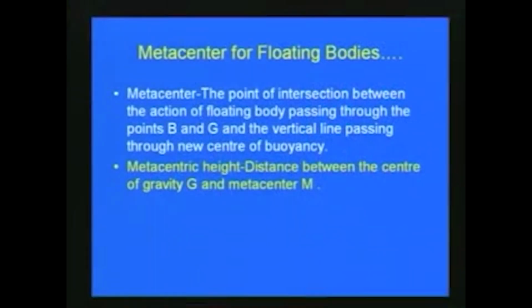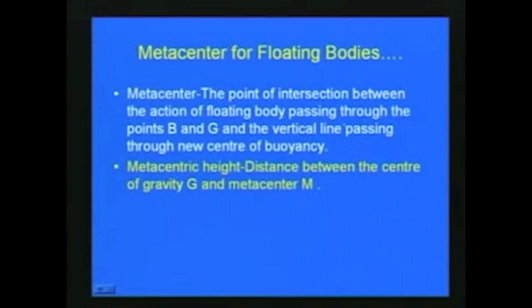So for a body in equilibrium, in floating or submerged condition, we are giving a small tilt or small displacement, and then you can see that the center of buoyancy will be shifting. So the metacenter is the point of intersection between the axis of the floating body passing through the points B and G, the old position, and the vertical line passing through the new center of buoyancy.